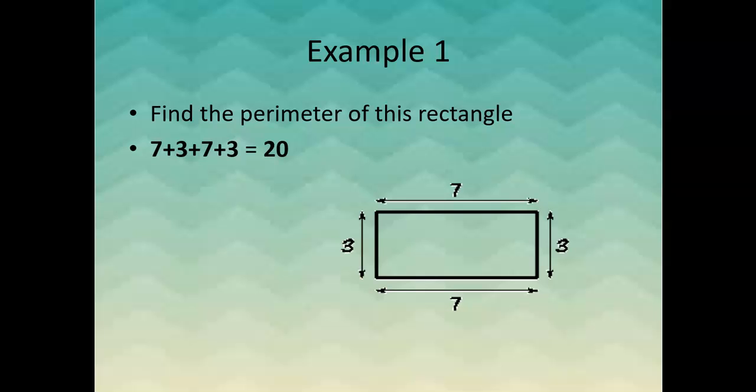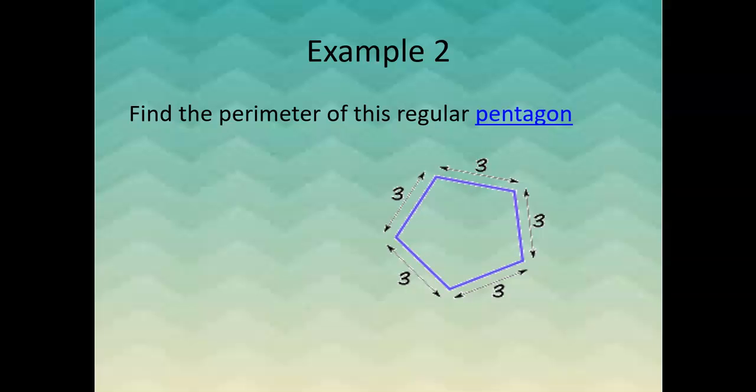7 plus 3 plus 7 plus 3, or we can do two groups of 7 and two groups of 3. So we could write it this way, two groups of 7 plus two groups of 3, whichever way is easiest for you. And when we do that, we get that our perimeter is 20, and then we're going to write the word units. If you're not told the unit of measure, whether it's inches, feet, meters, miles, whatever it may be, we just need to write the word units. So it is 20 units.